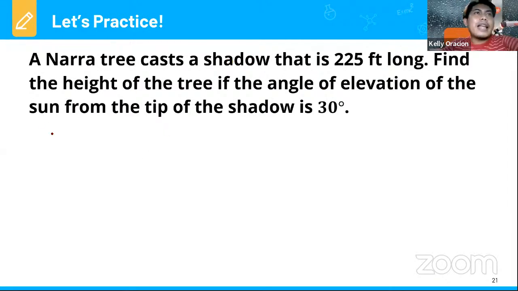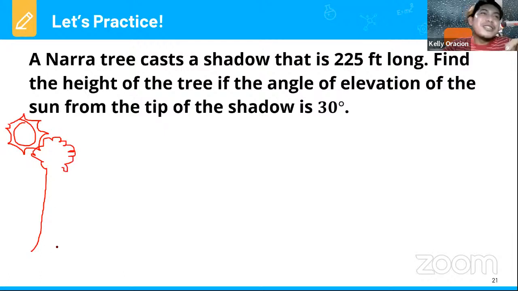Drawing natin ha, drawing natin. Let me proceed muna sa virtual whiteboard ko. If this is the sun, muna ang sun ha, sun. Yan, muna ang sun. And this is the Nara tree. Okay, sorry for my drawing. I'm not good in drawing. Pero kaya kong kulayan yung buhay mo. Charot. Sige, muna ang Nara tree.